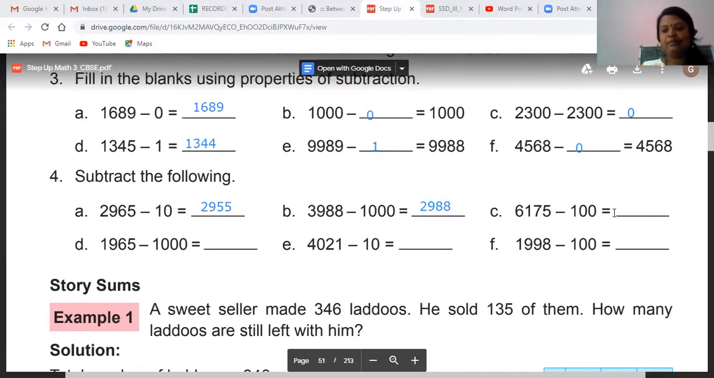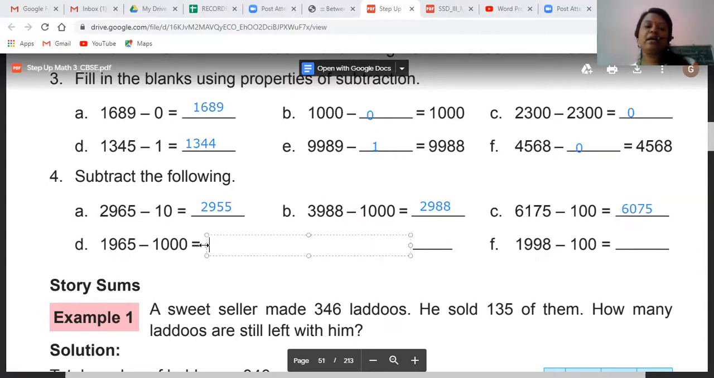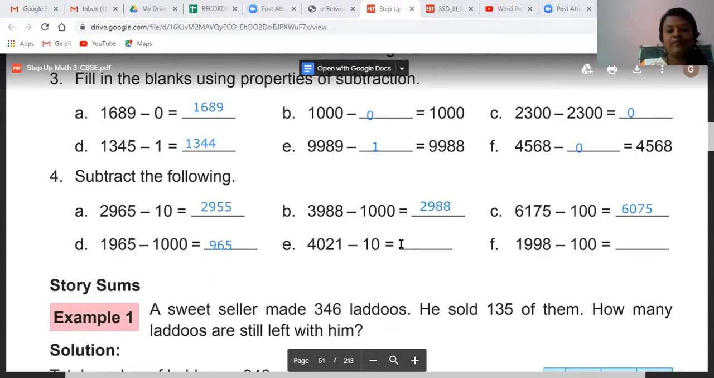6175 minus 100 would be 6075. Since 1 minus 1 is 0, we have written 0 in the hundreds place, and the tens and units remain the same. Followed by 1965 minus 1000 would be 965, since the thousands place 1 minus 1 results in 0.